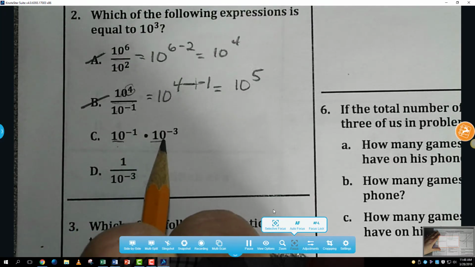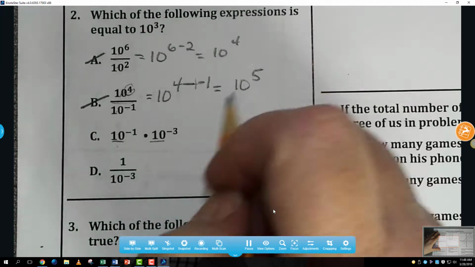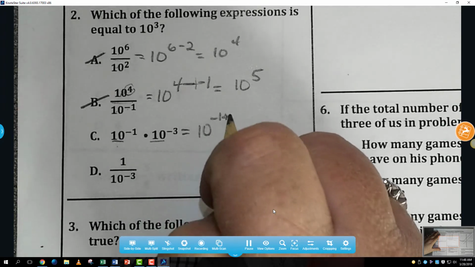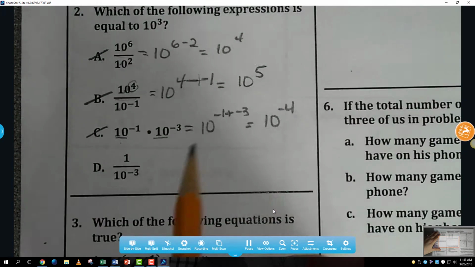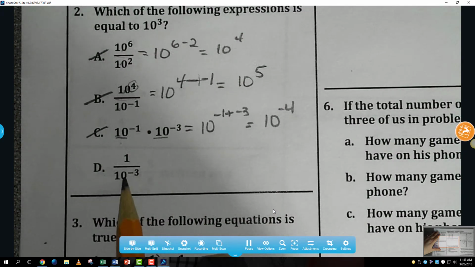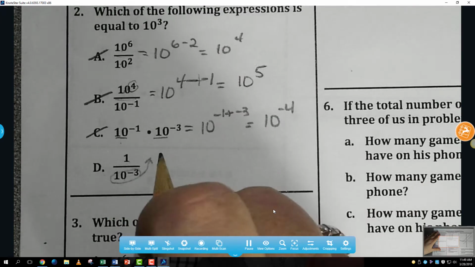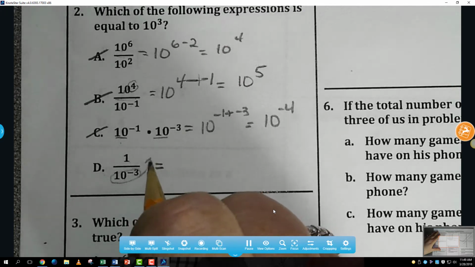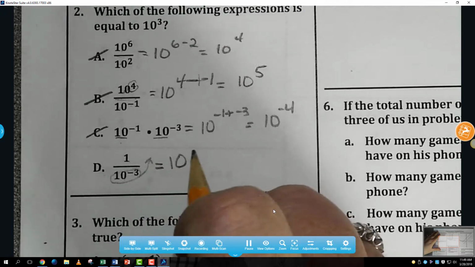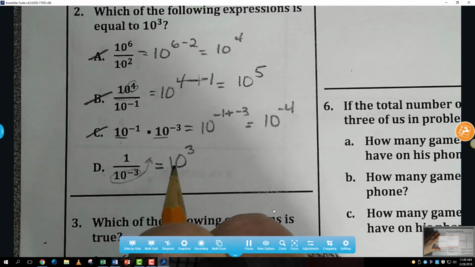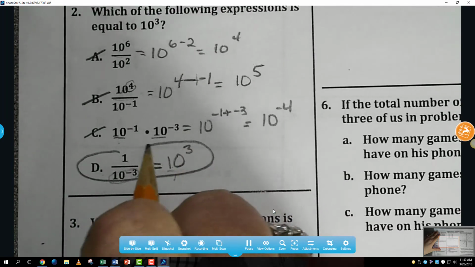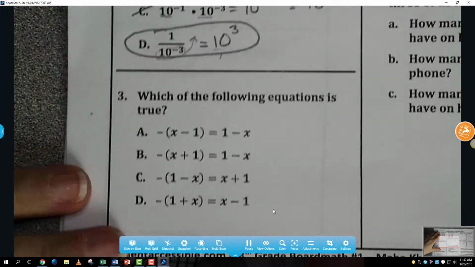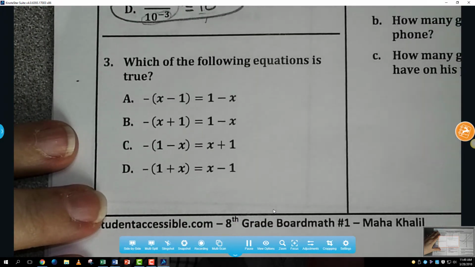Okay, here I have the same base and they're being multiplied, so I add the exponents. Obviously that's not 10 to the third. Here I have 1 over 10 to the negative 3. I cannot leave it as a negative exponent, so I'm going to write the reciprocal of it. It's going to come up to the numerator and change the exponent to a positive. So you can think of it as 10 cubed over 1, which is just the same as 10 cubed. So that was D.